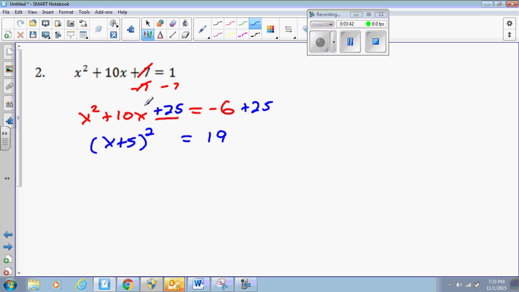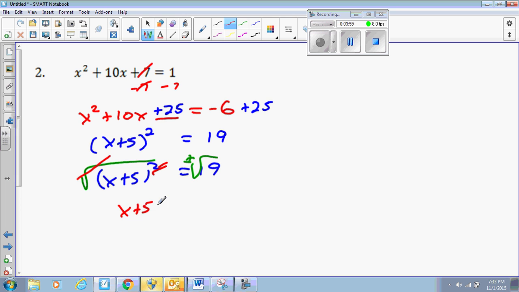So now I'm going to take the square root of both sides. So the square root of the left side and the square root of the right side, plus or minus. Now on the left side, the square root and the square cancel, and I get x plus 5. On the right side, I have plus or minus the square root of 19. And now it's one last step. I'm just going to subtract 5 from both sides. x would be equal to negative 5 plus or minus the square root of 19.